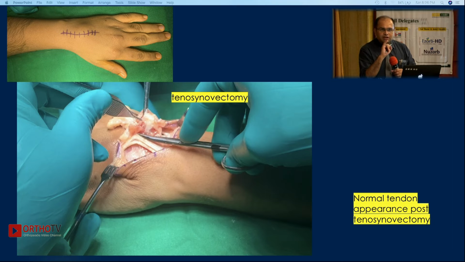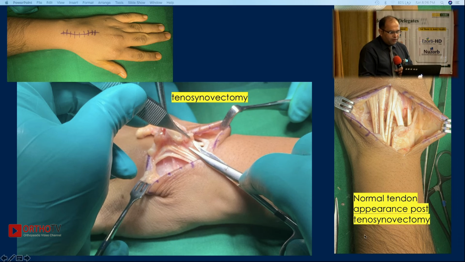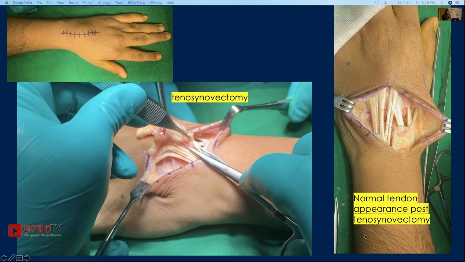That gives a functional result, pain relief, and improved movement, and we don't miss a chance of whether this portion or that portion should have been sent for biopsy. This is how it should look after tenosynovectomy. We should have only extensor tendons, and this is the removed synovial hypertrophy.